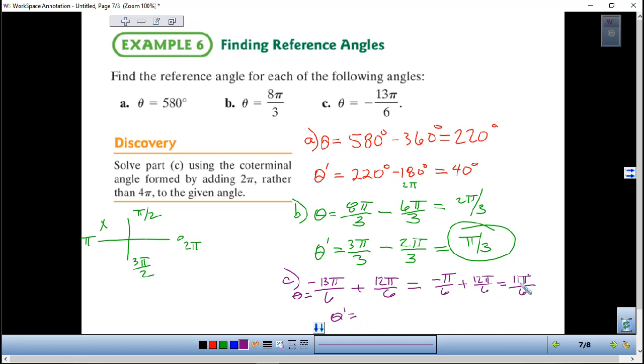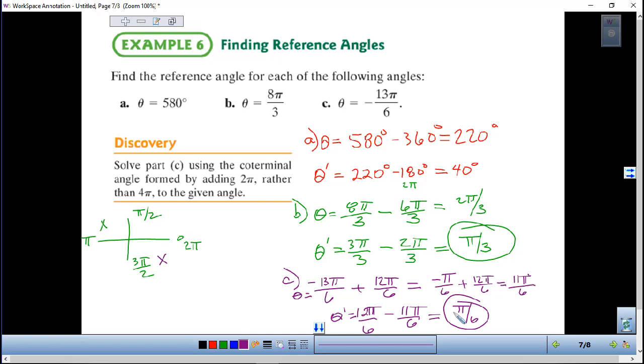So then when I find theta prime, 11 pi over 6, 11 over 6 is almost 2. It's definitely larger than 3 halves, so it's going to be in quadrant 4. What's the rule for quadrant 4? Well, you go 2 pi, and you subtract your angle. So what do we need common denominator-wise here? 2 pi needs to be over 6's, so I'm going to do 12 pi over 6 minus 11 pi over 6, which gives me pi over 6 as my reference angle.